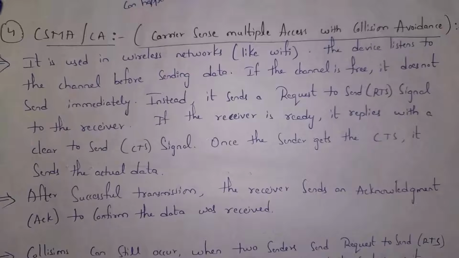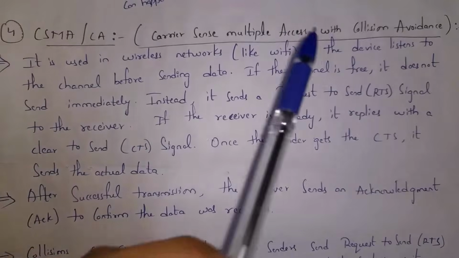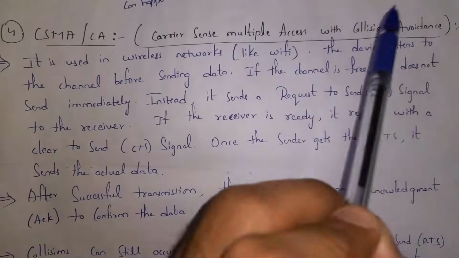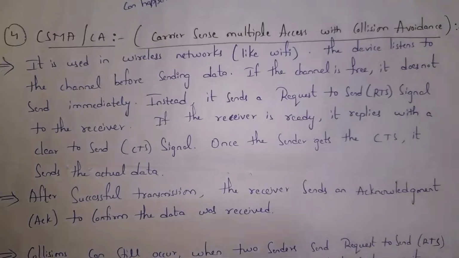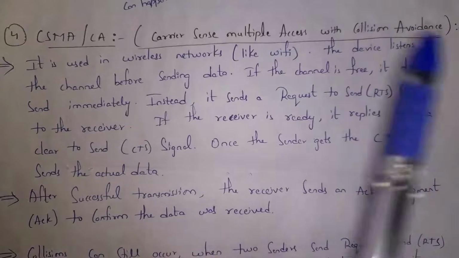Next I will explain what the CSMA CA protocol is, where CSMA stands for carrier sense multiple access and CA stands for collision avoidance, where in this protocol collision occurrence is very rare, and we will use the CSMA CA protocol in wireless networks like Wi-Fi. In the CSMA CA protocol, the device will listen to the channel before sending data.